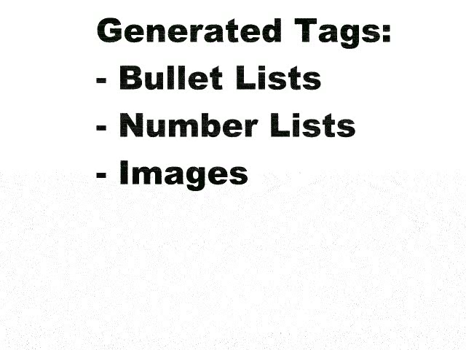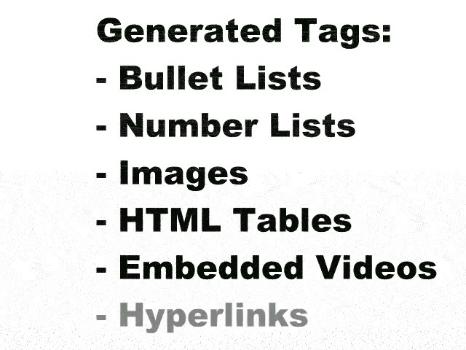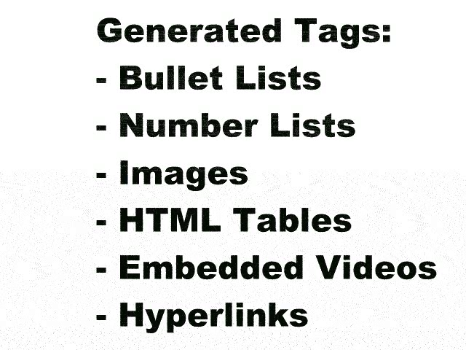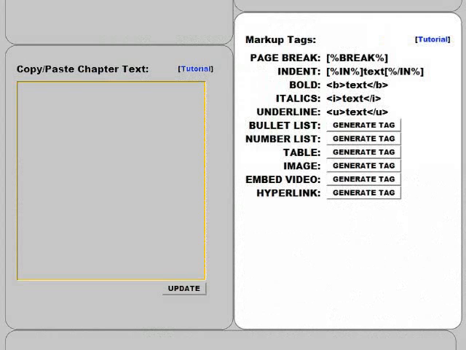Generated tags. These tags use a separate interface to create objects such as lists, images, tables, embedded videos, and hyperlinks, which can then be placed in your chapter. The Markup Tags section appears on the right side of the main StoryMaker page, just below the Chapter Info section. A separate tutorial has been created to explain this function in more detail.